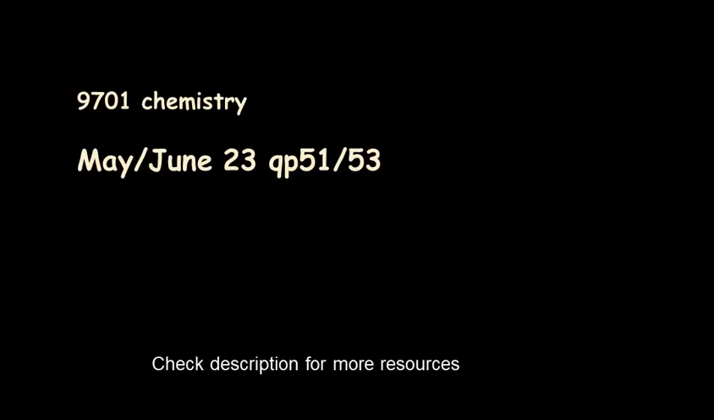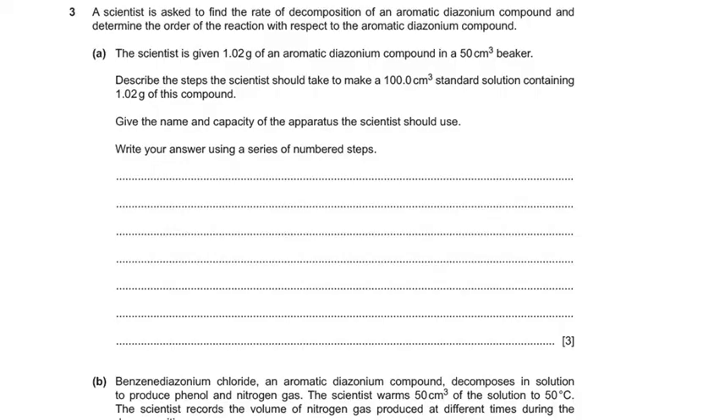In our earlier video, we have already discussed question 1 and 2 of question paper 51 or 53 of the examination series May-June 2023 9701 chemistry. Now in this video, we'll discuss the remaining question 3 fully and also discuss a few important tips to solve question paper 5. So without wasting any time, let's start discussing question 3, where it says a scientist is asked to find the rate of decomposition of an aromatic diazonium compound and determine the order of the reaction with respect to the aromatic diazonium compound.